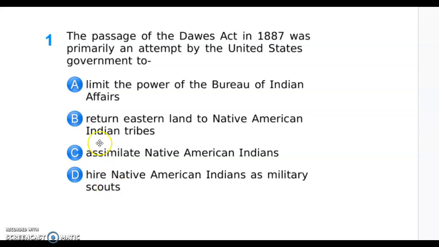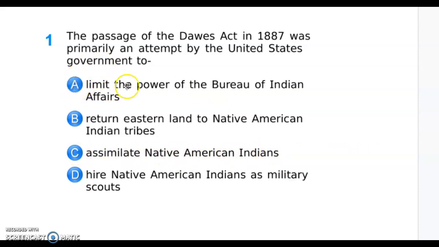So the correct answer here is C. The Dawes Act was passed by the government, forcing the Indians off their land and into reservations. And as they were forced onto those reservations, they were forced to assimilate into the American culture. So C is the correct answer.